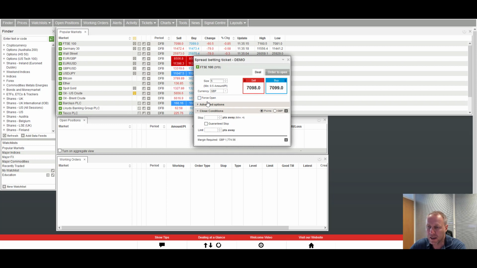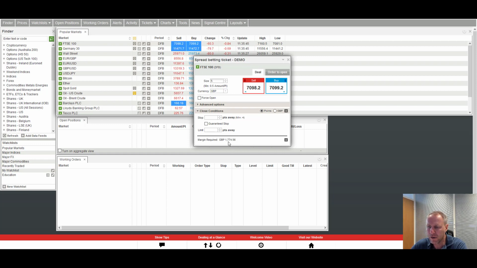Force open is for another video, but basically that's if you want to go long and short at the same time, you click the force open button here. If you've got a trade already open that's short in the FTSE and then you go long, depending on the broker, if you haven't got force open ticked, that will close that position for you. That catches a few people out, but that's for another video. We're just doing some basic stuff.